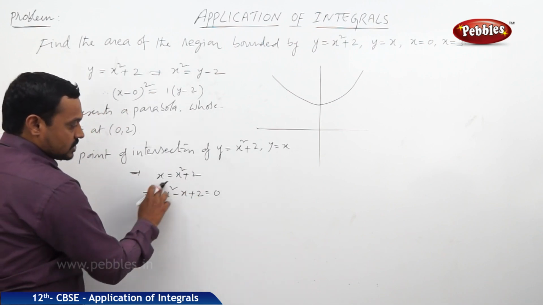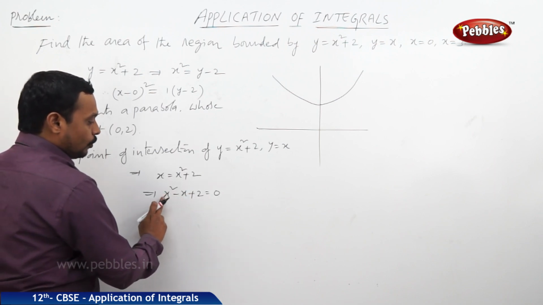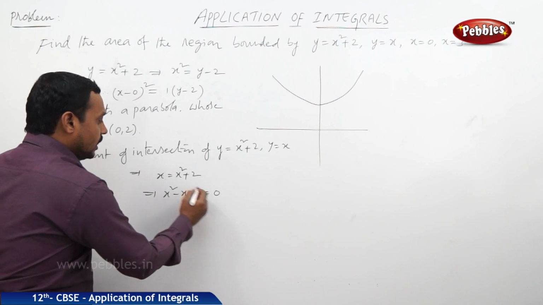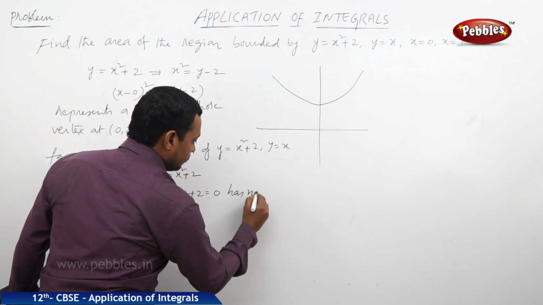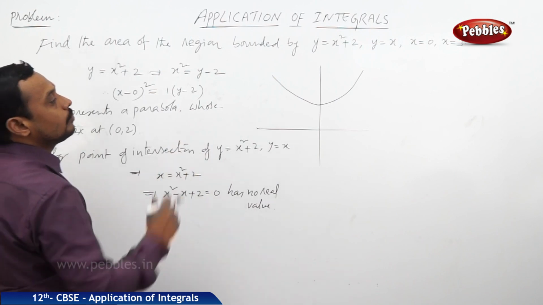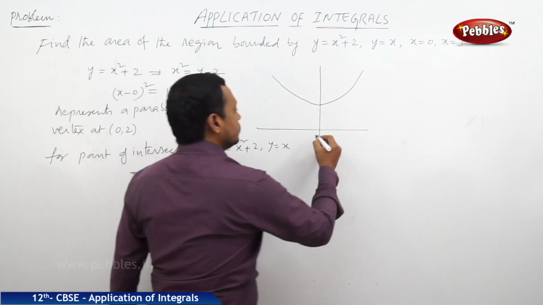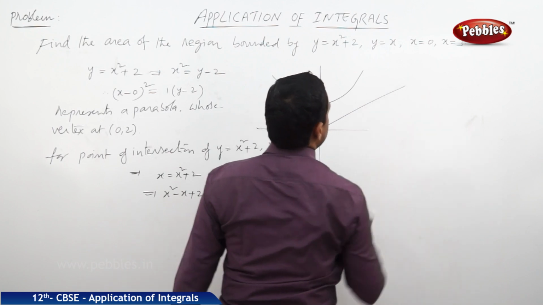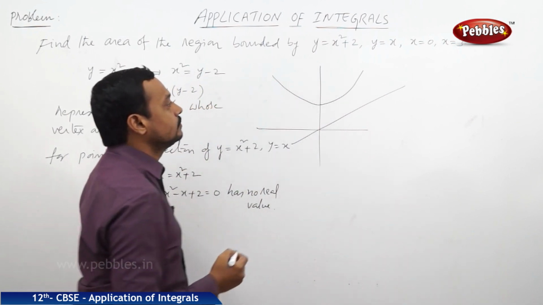Moreover, the discriminant here is negative. What is the discriminant of this quadratic equation? B square minus 4ac, that is 1 minus 4 into 2, 8, 1 minus 8, that is minus 7, which is less than 0. So it does not have any real values. Therefore, there is no real point of intersection of the curve and the line. So y is equal to x may be like this, a straight line passing through origin but not intersecting the parabola.